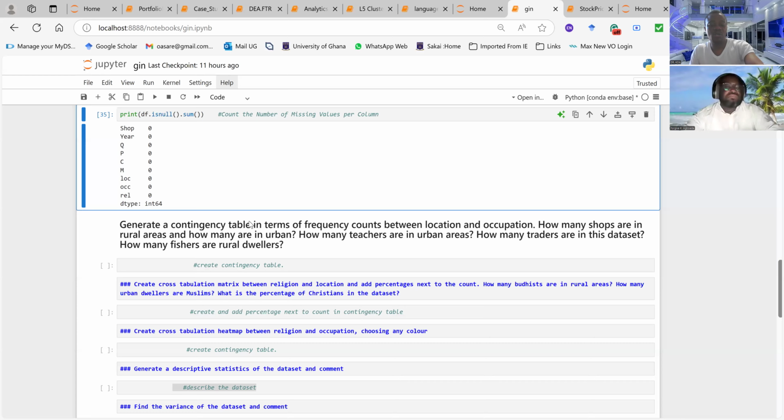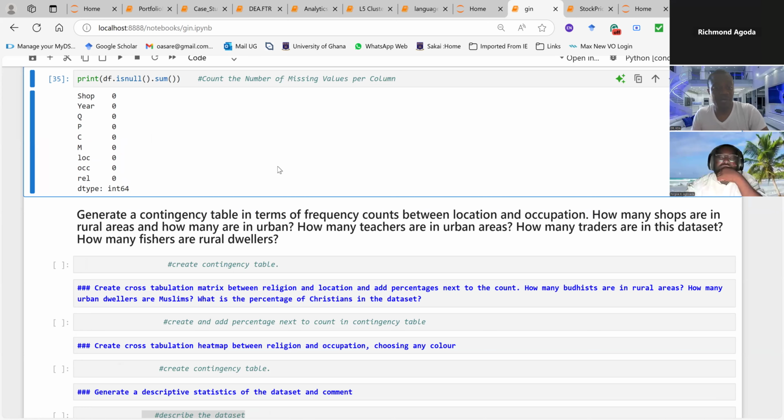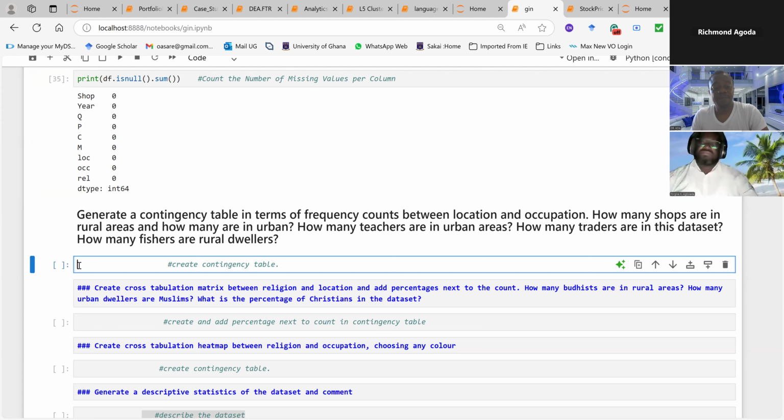If you have this timed in Sakai, for you to be able to do this under timing condition, you should be able to run all of this. Yes, Agoda, your hand is up. All right, so let's move on.